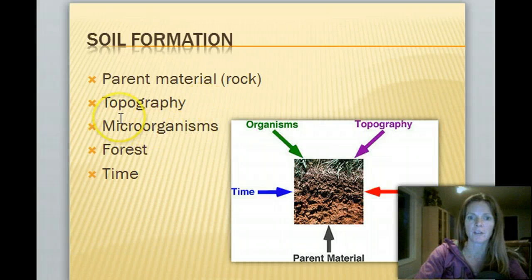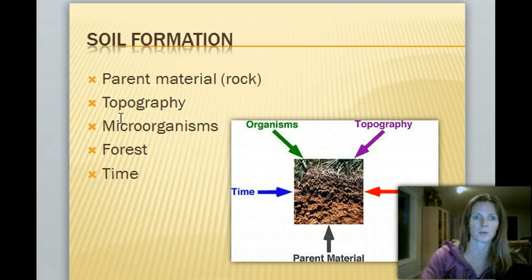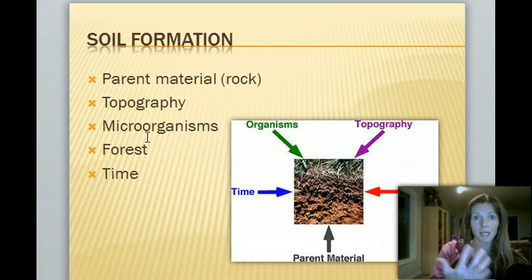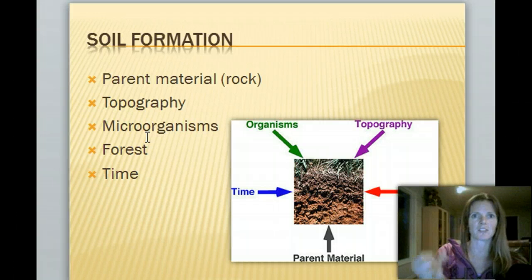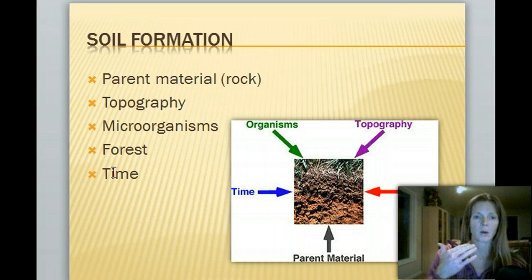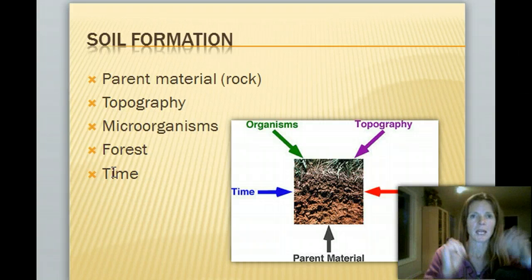But then you also have the topography, okay, where it's located is going to do a lot to how it's formed, okay. Microorganisms are going to do different things to the soil as well. They might aerate it more. They might do things that change the soil characteristics as opposed to maybe another place that doesn't have those microorganisms. Forest and time, okay, those are other things that are going to aid in the soil formation. Time obviously is a huge factor. That is something that always plays a role in formation of anything. So those are the main things that go into the soil and make it very characteristic for where it is, okay?